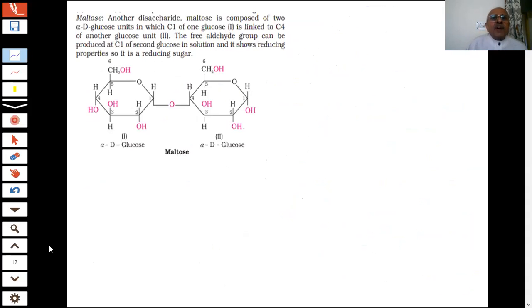Sucrose done. Now I'm coming to the second disaccharide, which is maltose, students. Now the first question: what are the two monosaccharides which are joined to make maltose? On hydrolysis, which two monosaccharides will be obtained? Hydrolysis is done by acid or enzymes. It will give alpha-D-glucose.